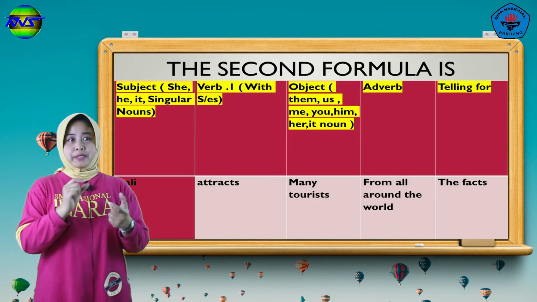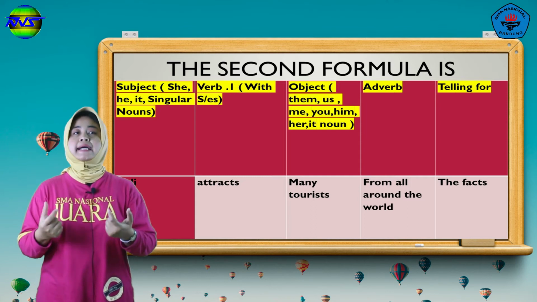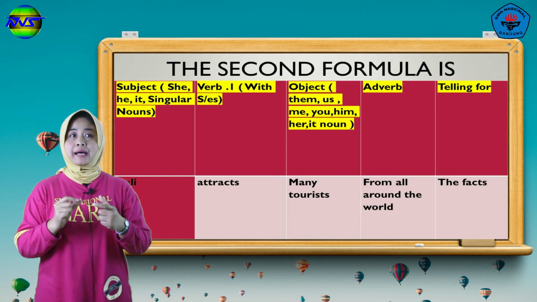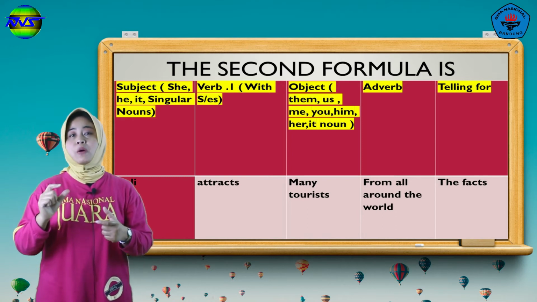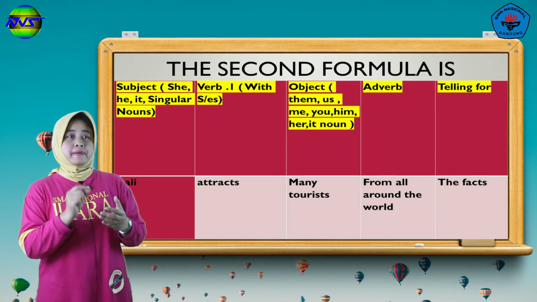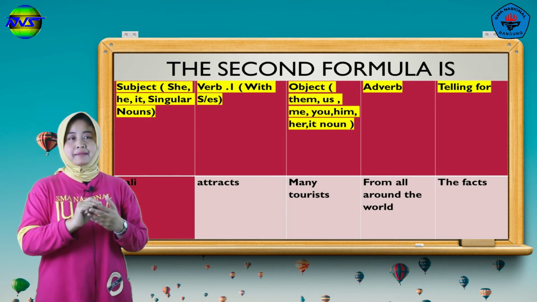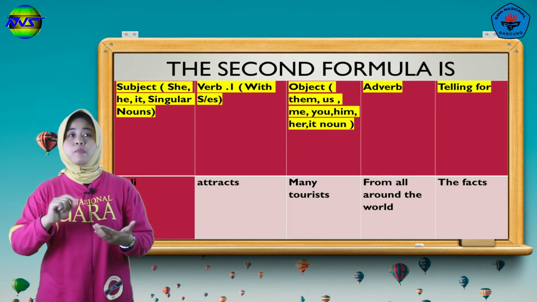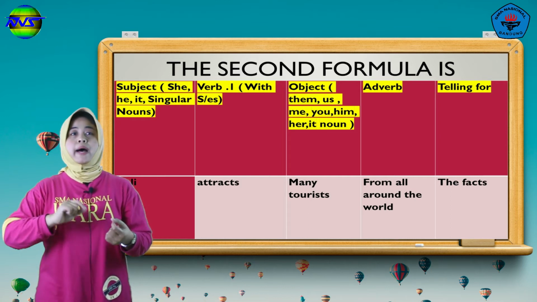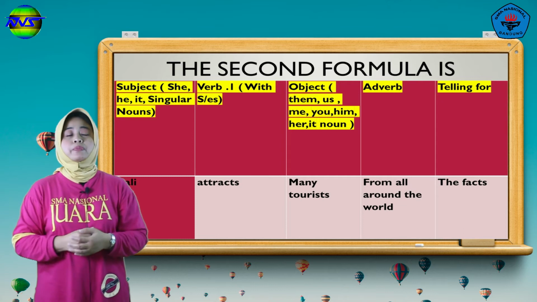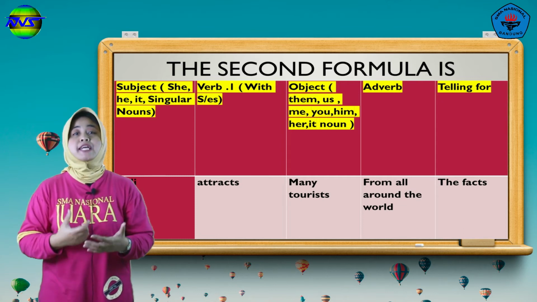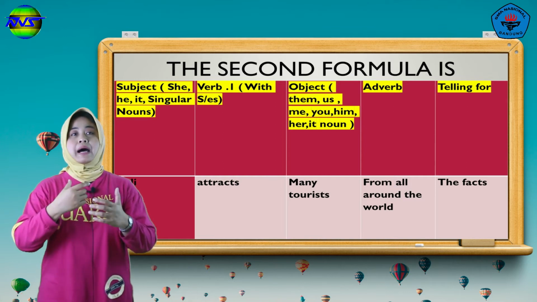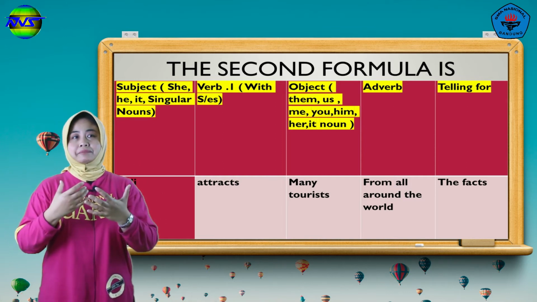And then now, students, we will use the second formula of present tense. Still using verb formula, but without s or es. First, we put the subject, followed by verb 1 without s or es, followed by object, followed by adverb. For example, Bali attracts many tourists from all around the world. So it tells about a fact.